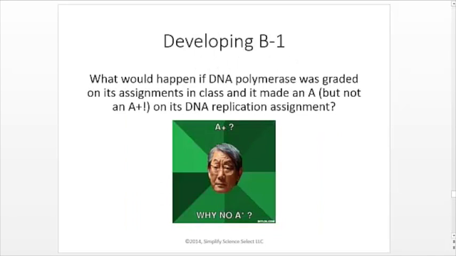So, a developing question. What would happen if DNA polymerase was graded on its assignments in class and it made an A, but not an A+ on its DNA replication assignment?